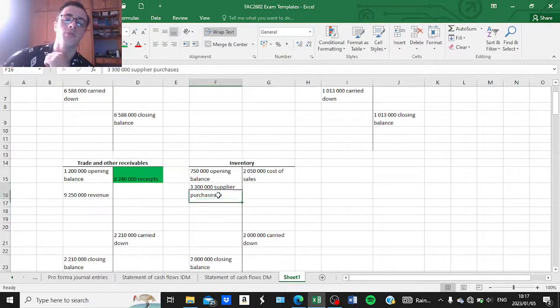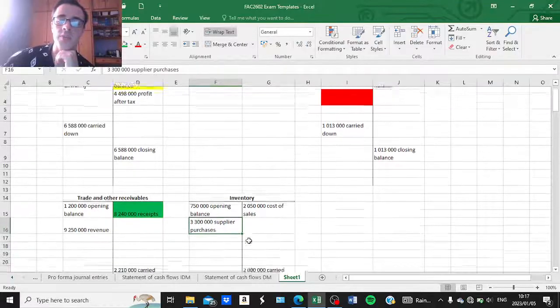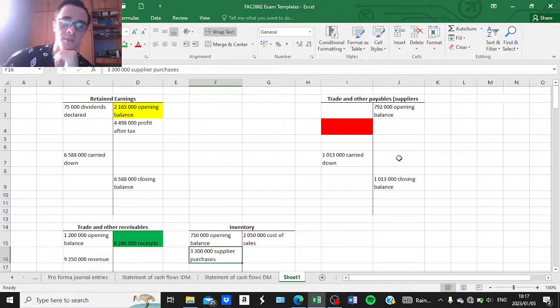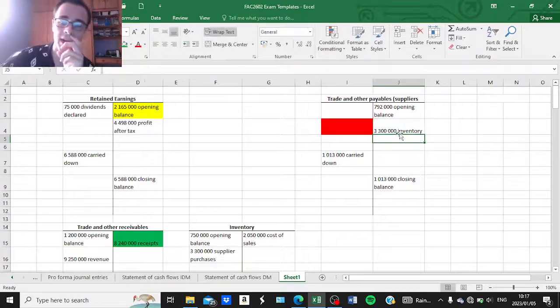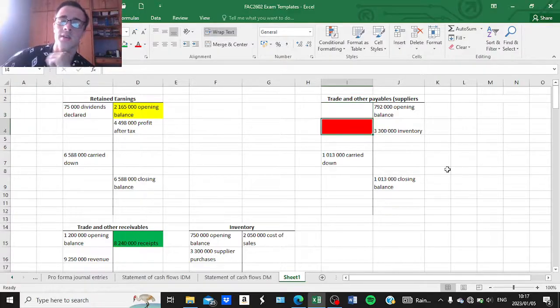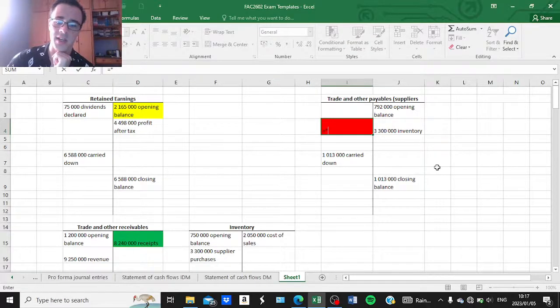Right? So it is shown on the debit side in the inventory general ledger account, which means that we have credited trade and other payables, suppliers only. So we will show it right here. 3.3 million inventory purchased. That would have increased the value of your supplier accounts. So the balancing figure will give us the amount that was paid to our suppliers, in terms of our supplier accounts.